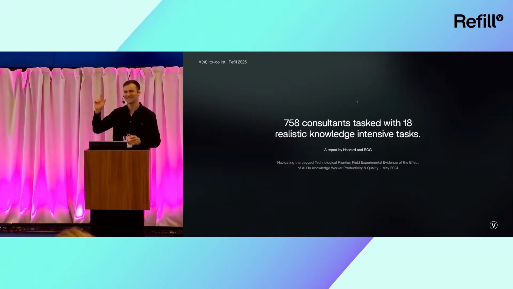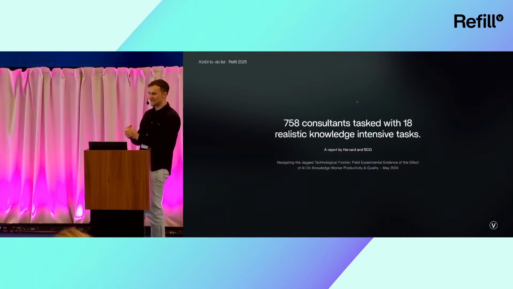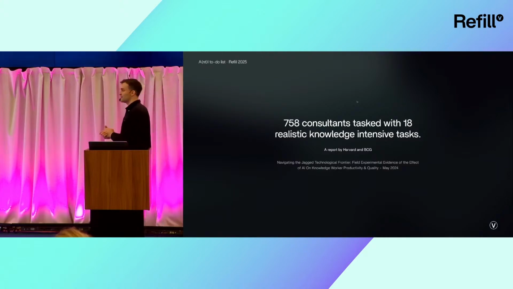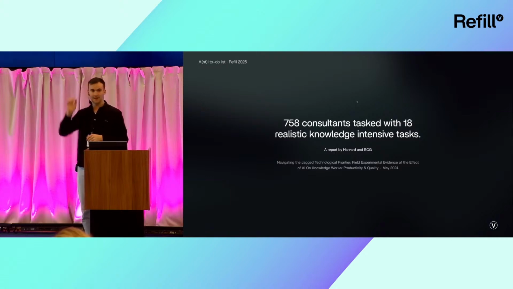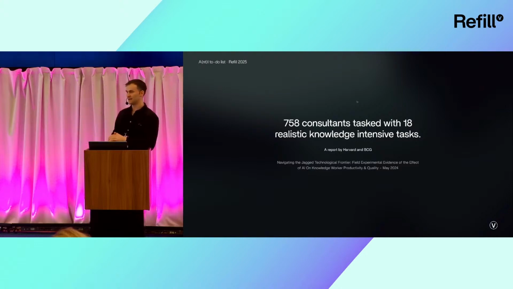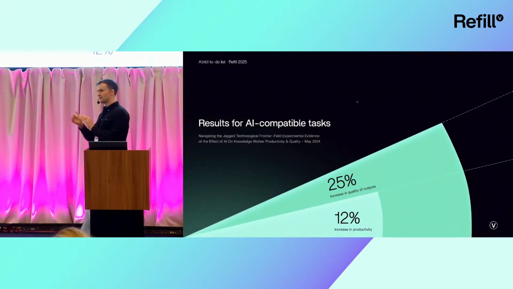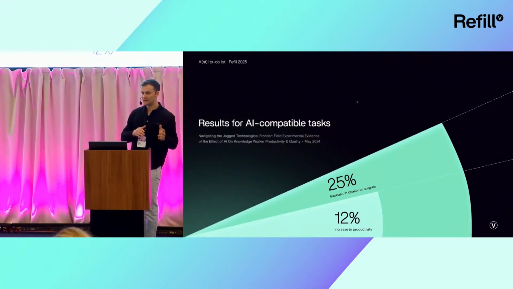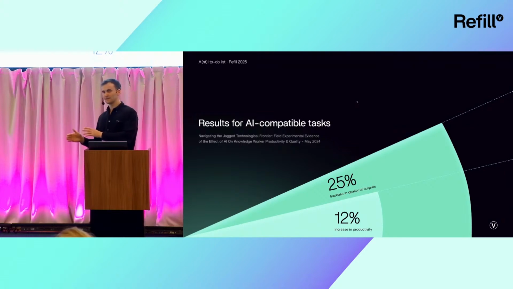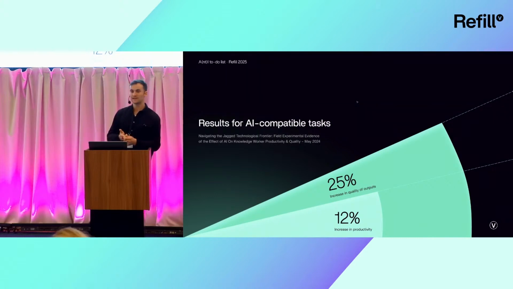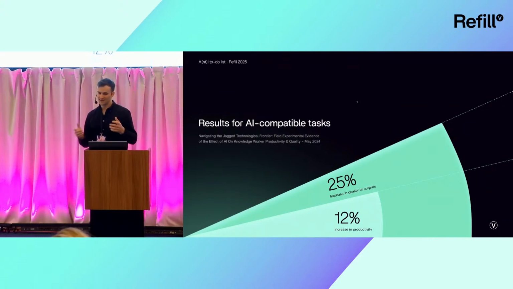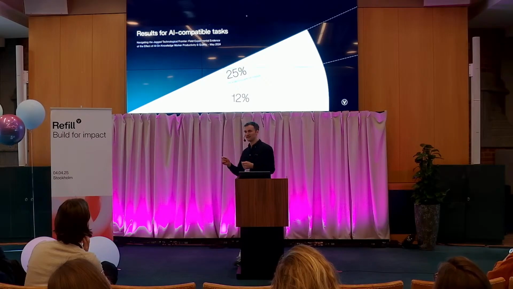Fortunately, there's research saying something else, a far more enthusiastic narrative. It's done by Harvard and a business consulting group, where they tasked 758 consultants with 18 knowledge-intensive tasks. So something you might find yourself doing as a consultant or a designer every day. What they did was divide between AI-compatible tasks and incompatible tasks. And where the AI was good, it gave them a 25% increase of quality in their outputs and 12% increase of their effectivity. So check, AI has a big potential when we integrate it the correct way.